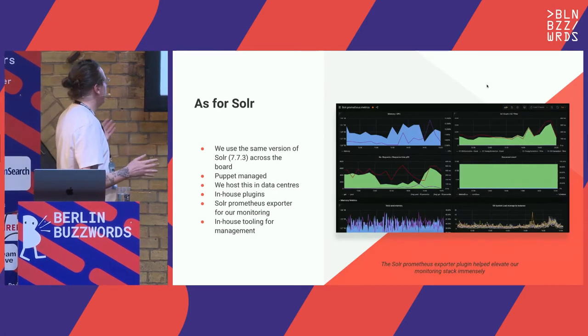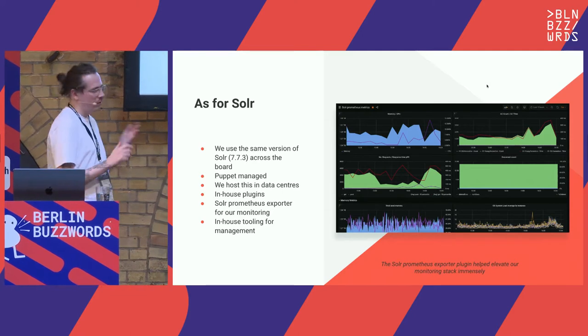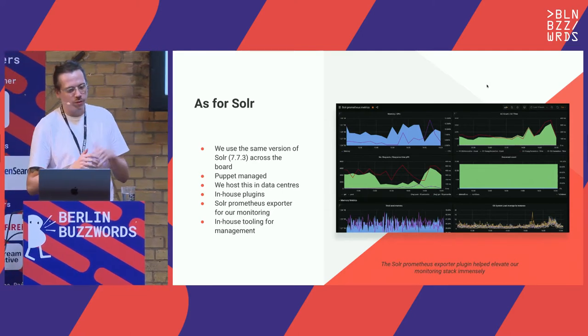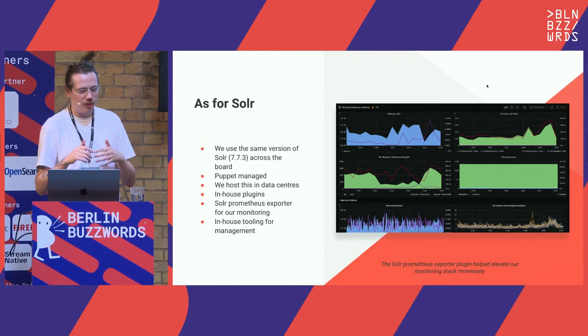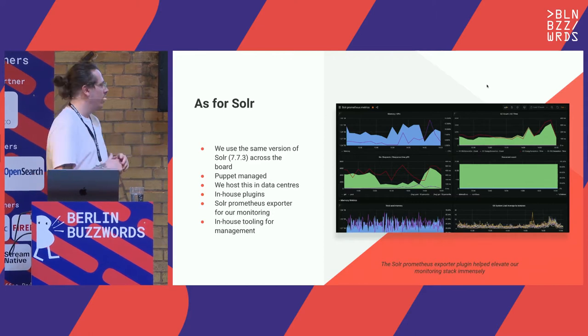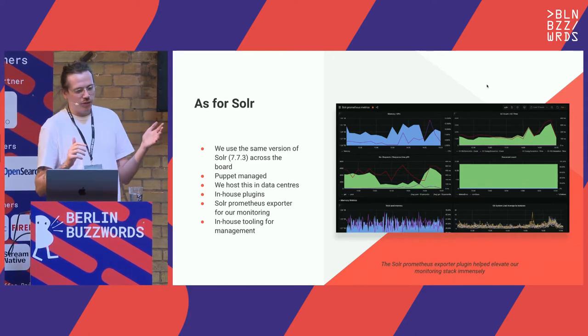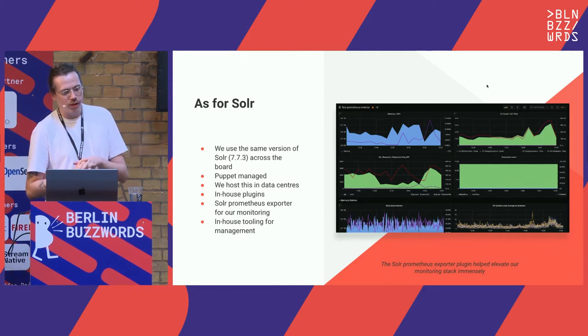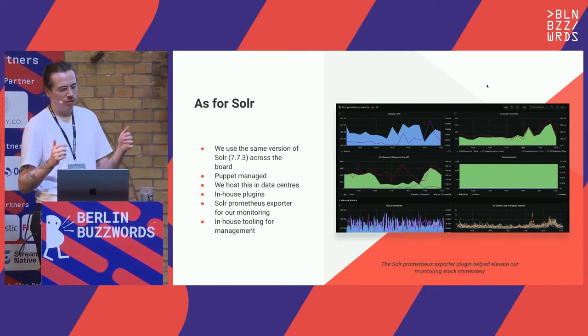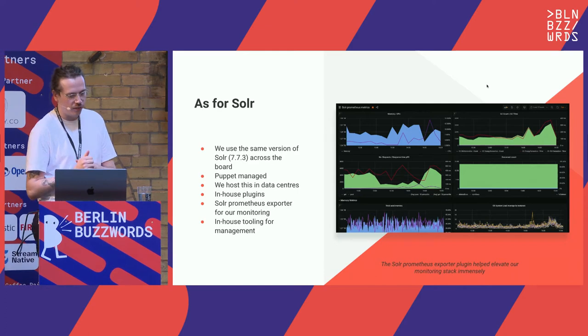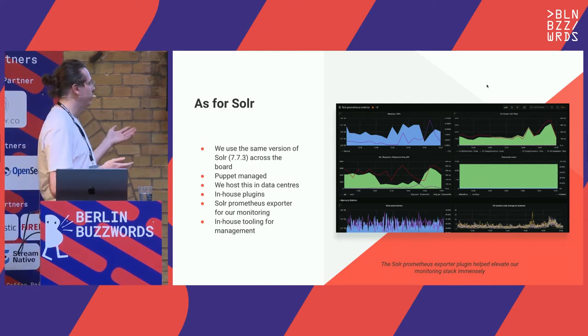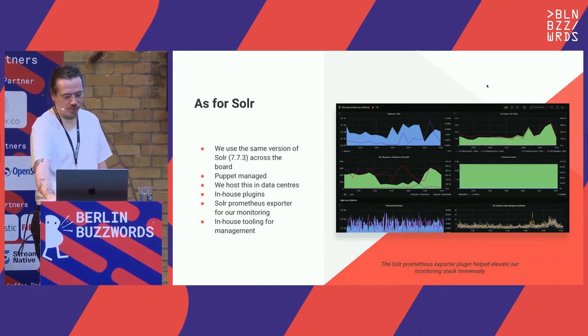As for Solr, we use the same version across the board, which is 7.7.3. Especially at this scale, it can be quite hard to upgrade, so you've got to re-index, etc. We use Puppet to manage everything because we house everything in data centers, and we have our own plugins that are specific to the Brandwatch use case. We use the Solr Prometheus exporter for these lovely dashboards that I made, and we have our own tooling for general management.